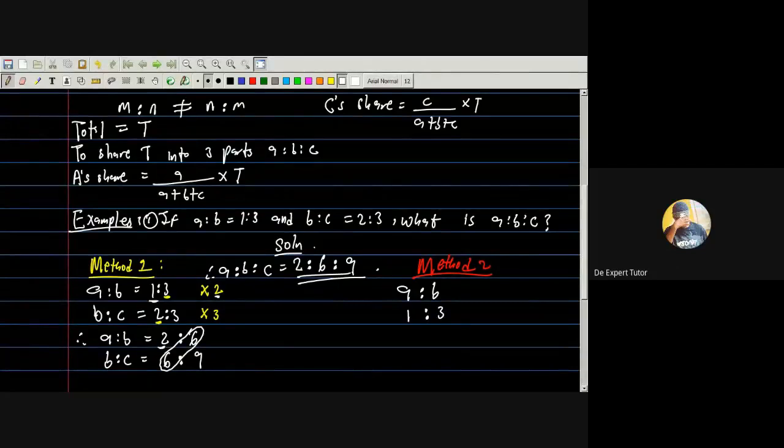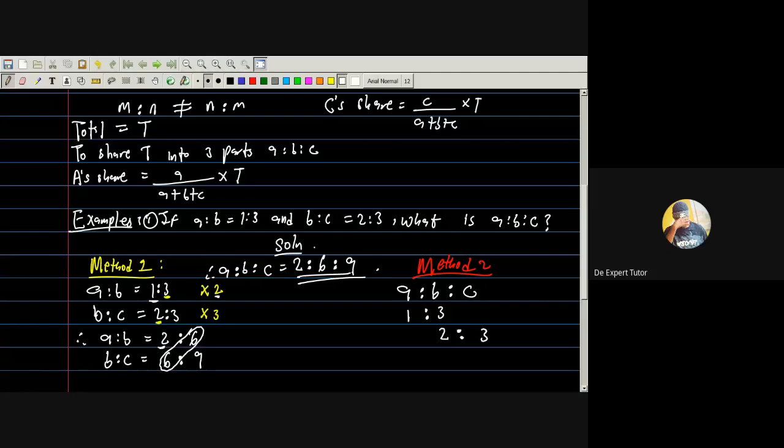And if you observe carefully, what they wanted to find is A ratio B ratio C. Now, my A ratio B is 1 ratio 3, so come down here and put 1 ratio 3. And secondly, they gave you B ratio C as 2 ratio 3, so we put it under B ratio C. That's 2 ratio 3.